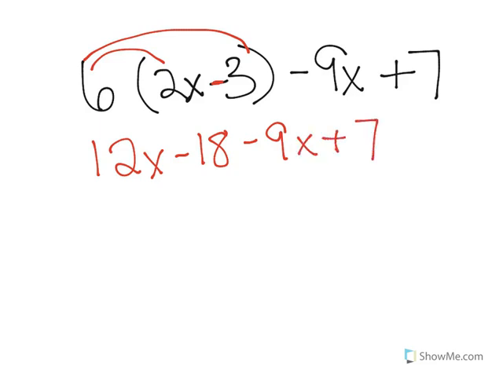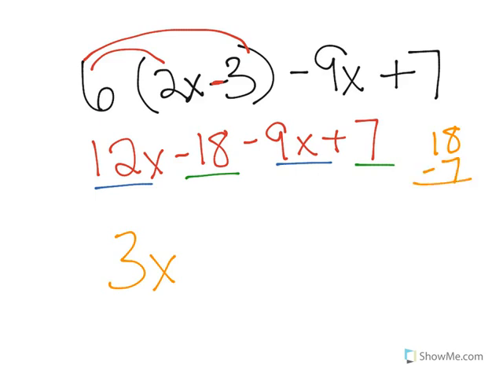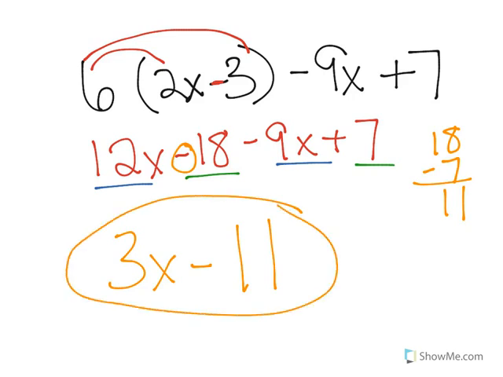So now on this one, I have x's and I have constants. Do the answer in yellow. I'm going to combine my x's. 12x minus 9x is 3x, and negative 18 plus 7, so one's positive, one's negative. I'm going to subtract. I get 11. My number with a greater absolute value, the bigger number, is negative. Therefore, my answer is negative, and this is my answer, 3x minus 11.